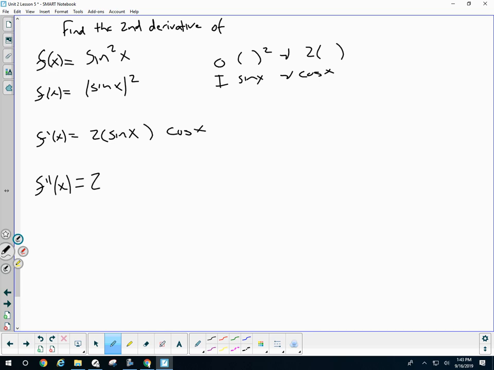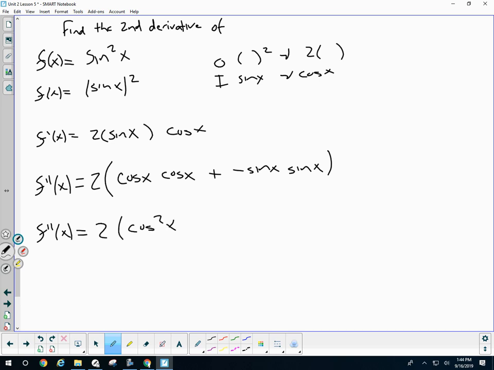So leave the 2 out, multiply by the derivative of sine x times cos x. Derivative of sine x times the second, cos x, plus the derivative of cos x, which is the second, times the first. You might think there is some sort of trig identity to simplify this, but there's not.